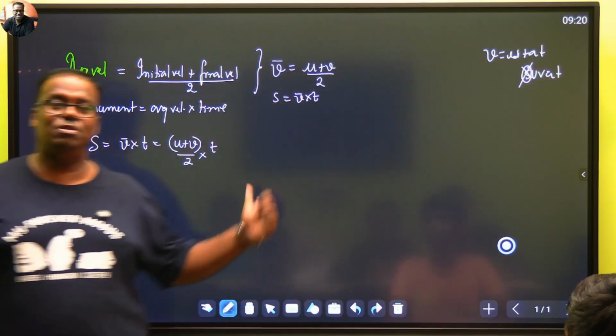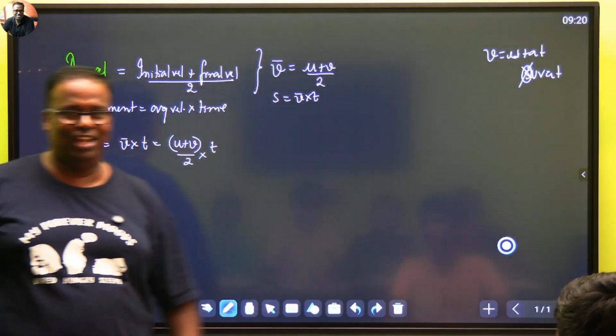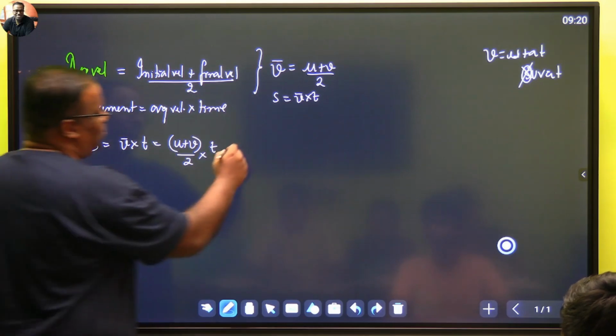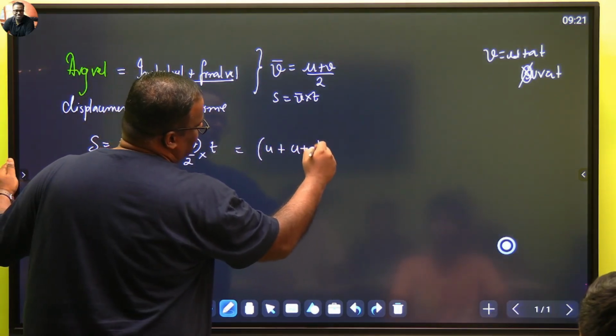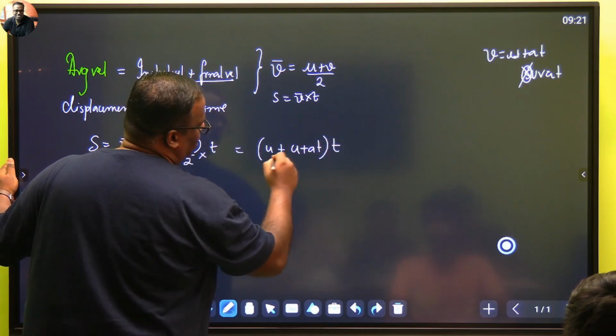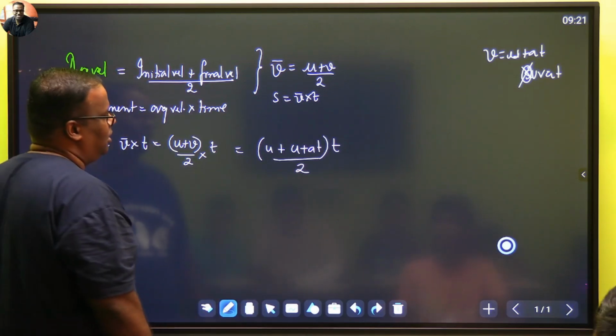अब दूसरे वाले में v मिसिंग होएगा. s equal to ut plus half at square. v को मिसिंग करना है तो v को मिस करा दो यहां से. आ जाओ. So we take u, v की जगह पे क्या लिखेंगे? u plus at into t divided by 2. दिवांशु ठीक है? ठीक है?